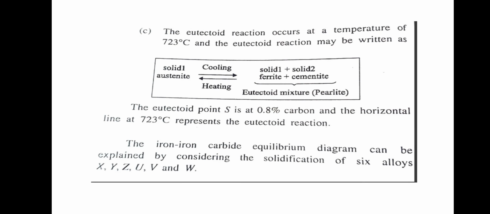The third invariant reaction is the eutectoid reaction. It occurs at a temperature of 723 degrees Celsius. In the eutectoid reaction, a solid upon cooling becomes two solids. In the eutectic reaction, liquid upon cooling becomes two solids, whereas in the eutectoid reaction, solid upon cooling becomes two solids. One is ferrite and another one is cementite. Ferrite and cementite is nothing but pearlite.